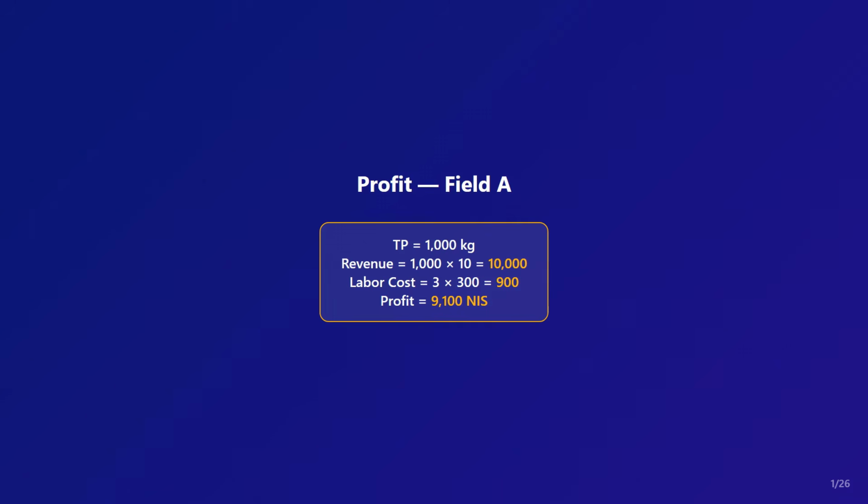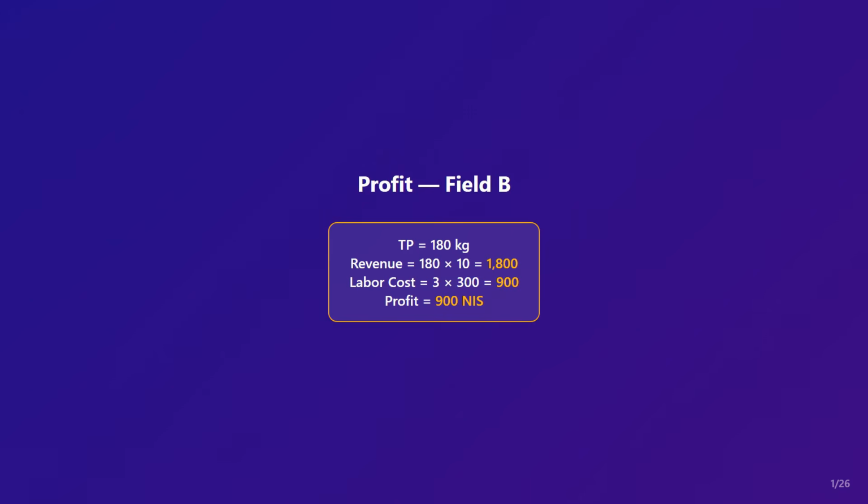The producer's total profit, 9,100 plus 900 equals 10,000 shekels. Changing the data, price 20 shekels and wage 5,000. Now let's see what happens when the data change. Suppose the price per kilogram of wheat rises to 20 shekels, and the wage rises to 5,000 shekels. The production functions remain the same as before, but now we need to recalculate the value of marginal product.